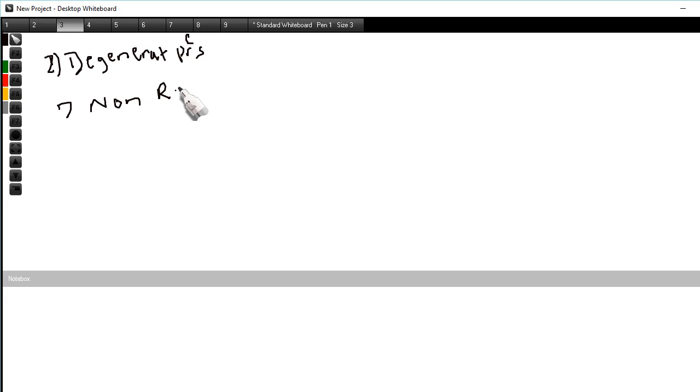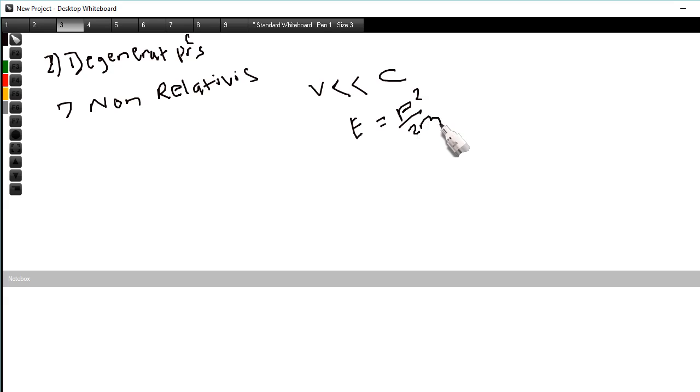When we call a non-relativistic case, the velocity of the particle is much smaller than the velocity of light. In this case, we will use E equals P squared upon 2m, and we will use pressure as 2/3 E/V.